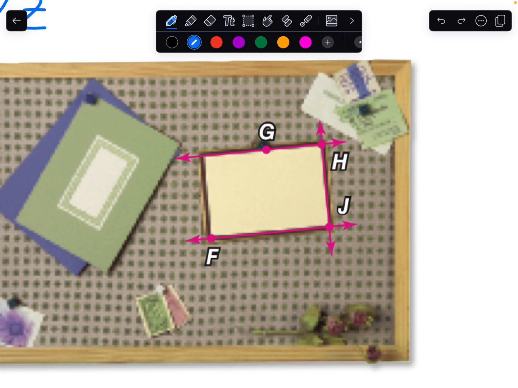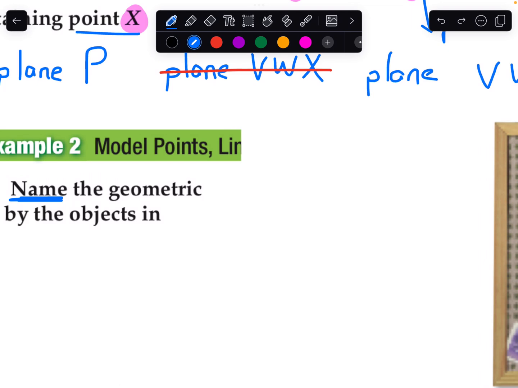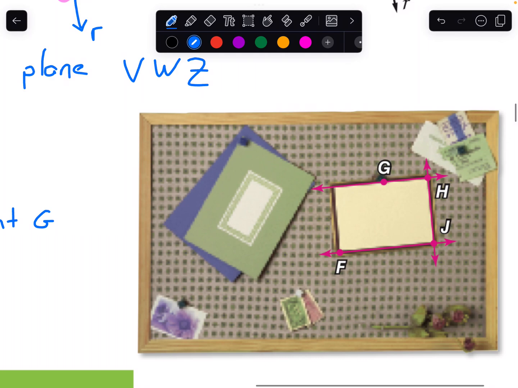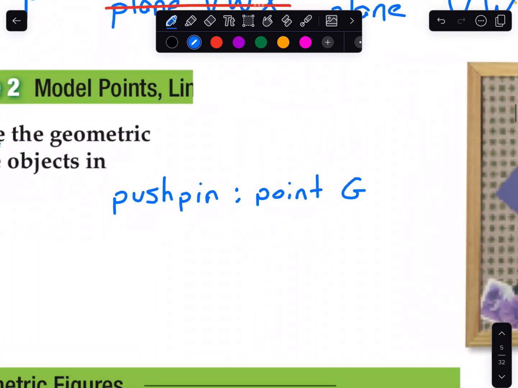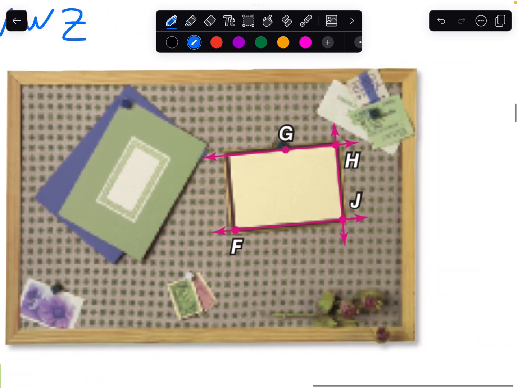So the point that we have is point G represented by a bit of a push pin. You can kind of see it there. So we can say the push pin represents point G. We can say the paper edge, the edge of the paper. By line, I need 2 points on the same edge, so we're going to use HJ right there.